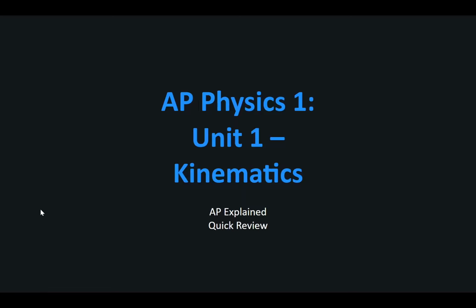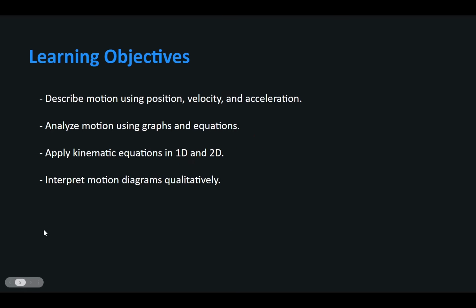Today we are going over Unit 1 of AP Physics 1 Algebra Base Kinematics, and this video is to serve as a quick review for the upcoming AP exam in May. So the main learning objectives of this unit is basically, are you able to describe motion using position, velocity, and acceleration, analyze motion using graphs and equations, apply kinematic equations in 1D and 2D, and interpret motion diagrams qualitatively.